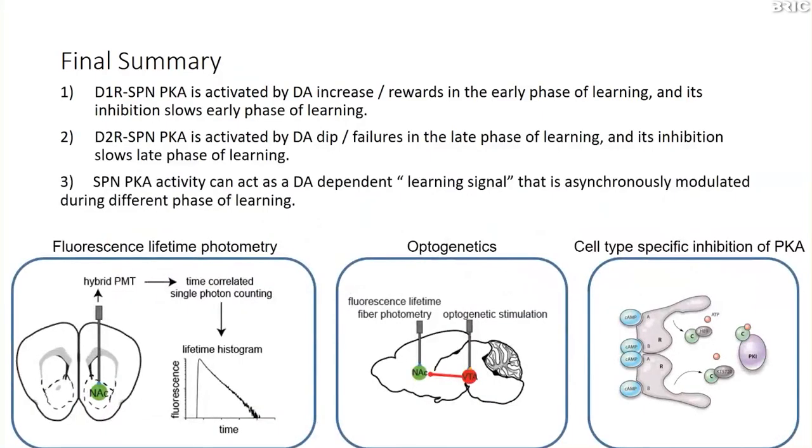To conclude, using fluorescence lifetime photometry, optogenetics, and cell type specific inhibition of PKA using PKI, I've shown you how dopamine can act as a teaching signal through the SPN PKA activity. Furthermore, this allows us to reach the two large bodies of neuroscience studies, the studies that focus on what dopamine can encode and do, and the studies that focus on what PKA can do in terms of neuronal plasticity, and provide us an insight into how plasticity could be modulated by environment in real time.